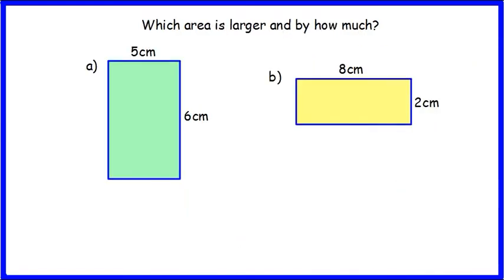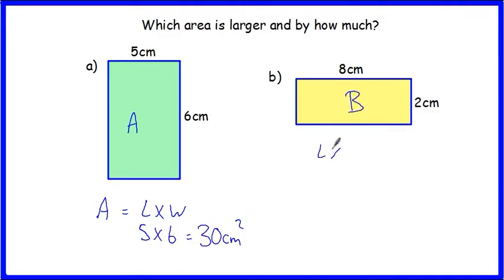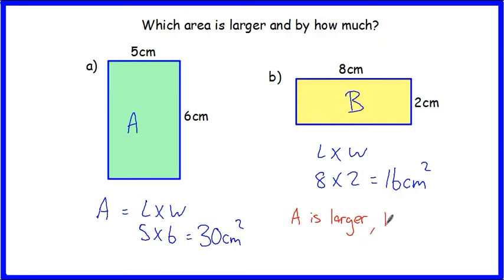Okay, which area is the larger and by how much? So let's call this one A. A is then length times width. 5 times 6 is 30 centimeters squared. So which is larger? A is larger. And by how much? Well, 30 take away 16 is 14 centimeters squared.